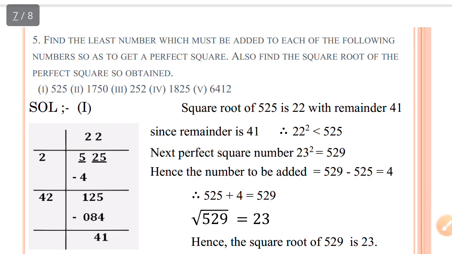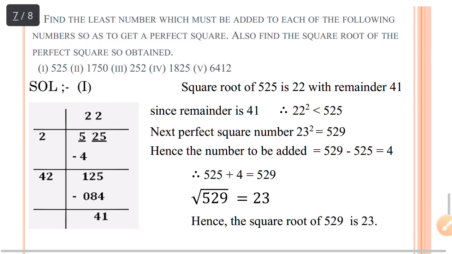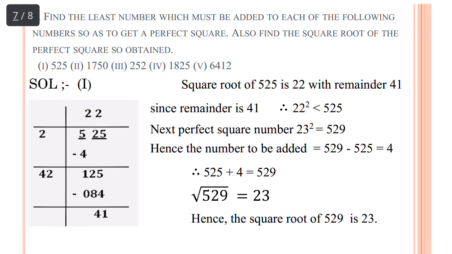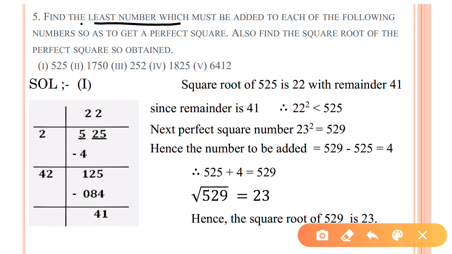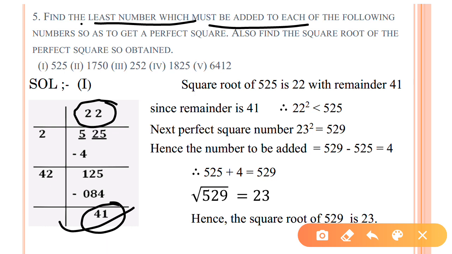Now question number 5: find the least number which must be added. So now it's time to add the least number. First we find the square root using the long division method. We got 22, but it has a remainder of 41, so we have to add. We don't subtract the 41, we have to add some number. So the square root of 525 is 22 with remainder 41.